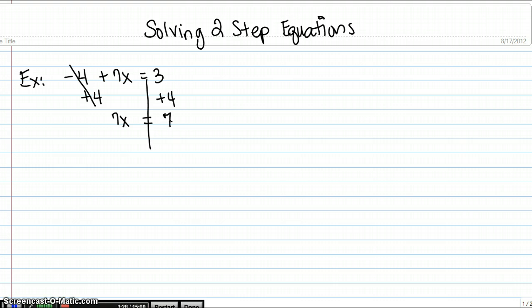Finally, in order to get rid of the 7, we should do division, because this is 7 times x. Division is the opposite of multiplication. So if I divide by 7, 7x divided by 7 is 1x. Bring down your equals. And 7 divided by 7 is 1.